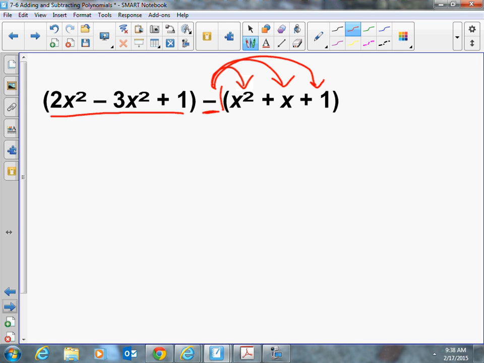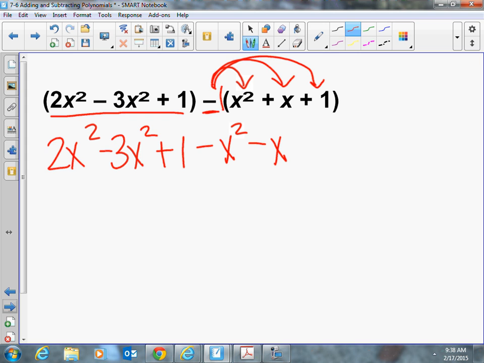This polynomial in the front, specifically it's a trinomial because there's 3 terms, is not affected by that distributive property. So I would write it exactly as it appears. Now I'm going to distribute my negative and see what I get. A negative 1 times a positive x squared is minus x squared. Negative 1 times x is minus x. Negative 1 times 1 is minus 1.